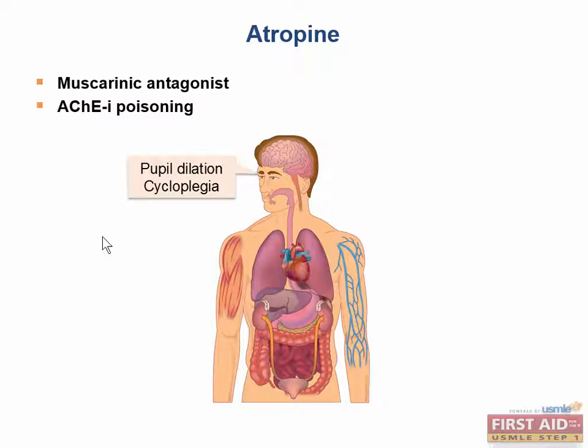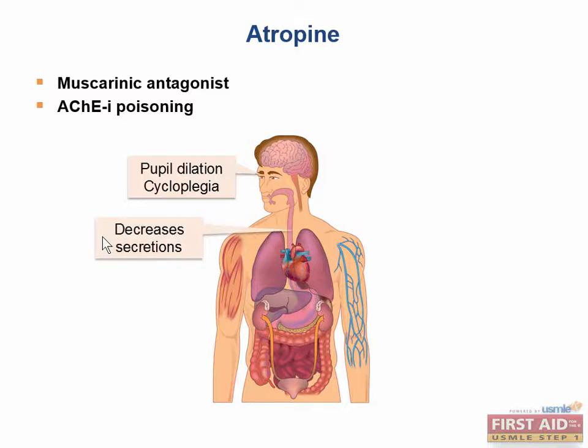In the eye, it causes pupil dilation and cycloplegia. And what's cycloplegia? Remember, it's that fancy term for paralysis of the ciliary muscle within the eye, which is going to result in a loss of accommodation. So a person experiencing cycloplegia would not be able to focus in on close objects.